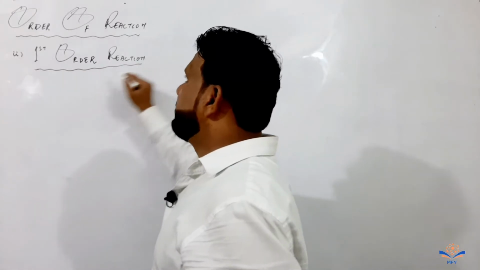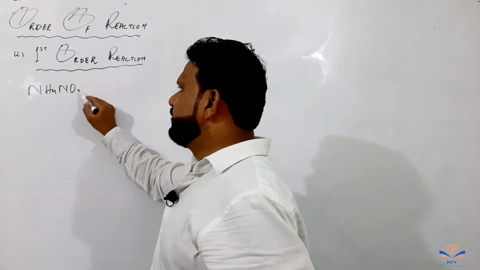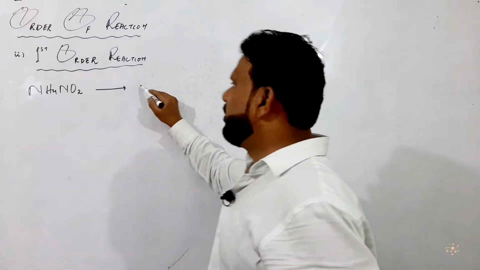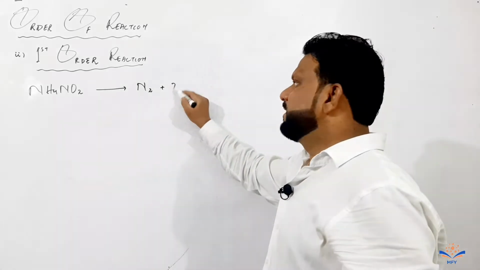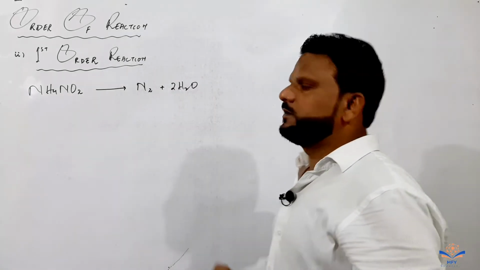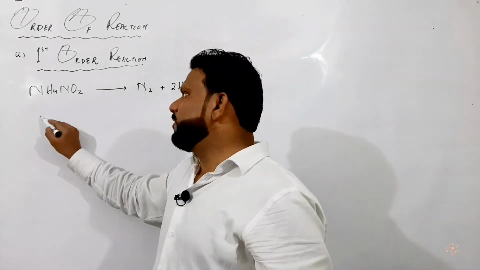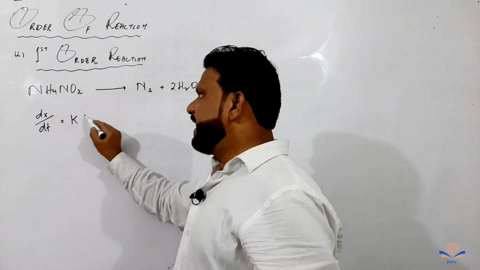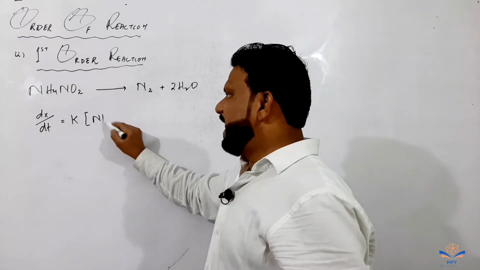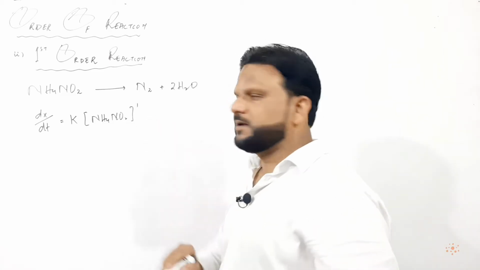Let's take an example of ammonium nitrite, NH4NO2, decomposed to form nitrogen N2 plus 2 water molecules. Now write the rate expression according to rate law. dx/dt will be equal to K, active mass of NH4NO2 power 1.